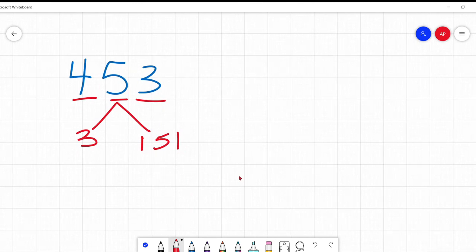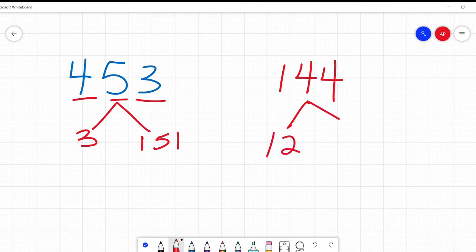Okay, so anyway, let's try something a little bit smaller, but I know is going to have a lot of factors. 144. If you didn't know that this is 12 times 12, you would see it was even. It could start with 2. It really doesn't matter. Or you could add 1 plus 4 plus 4 to get 9, so I know this is divisible by 3 and by 9. But because I know it's divisible by 12, I'm going to start with that.